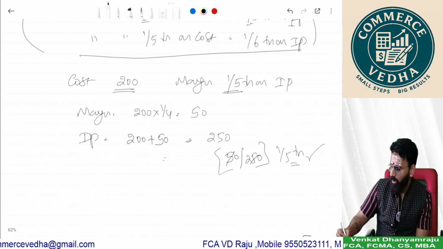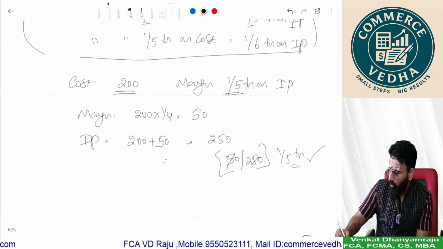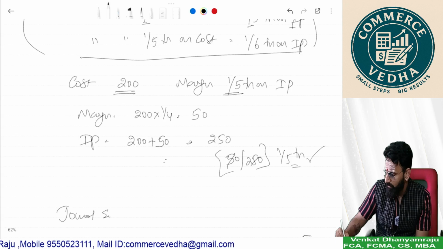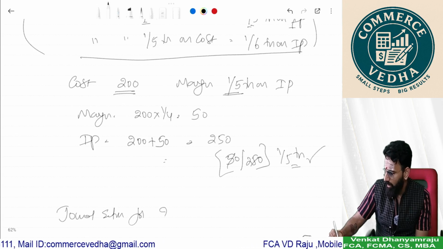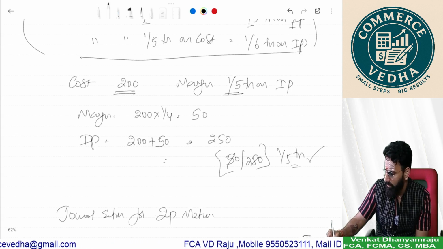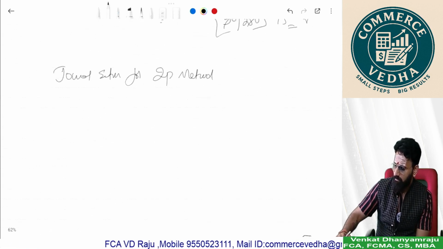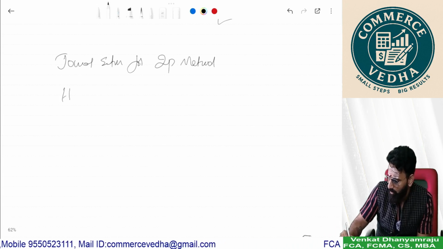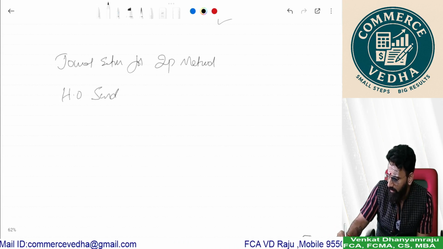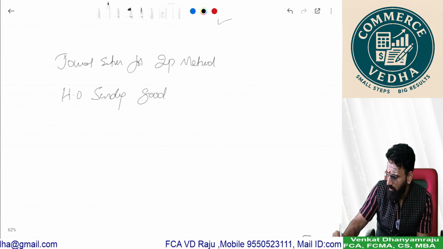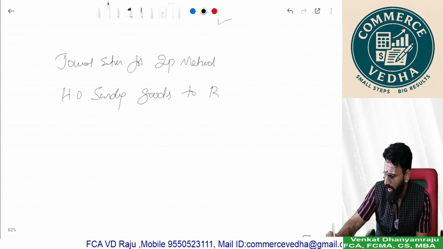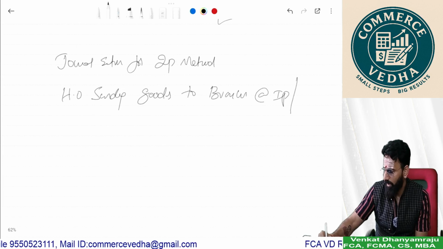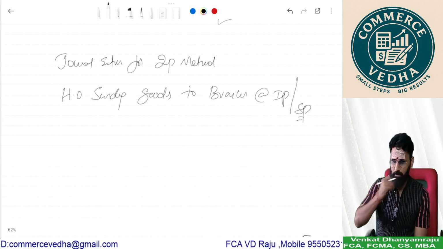Now we'll see accounting. How do you pass journal entries for the invoice price method? What is the invoice price method? HO sending goods to branch at invoice price, or we can call it selling price.